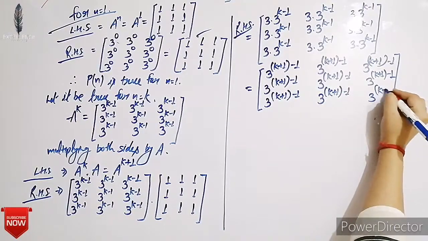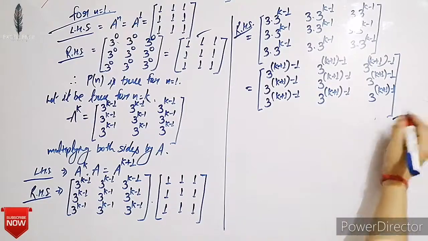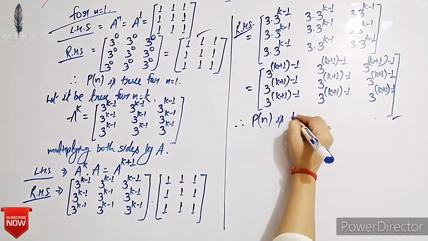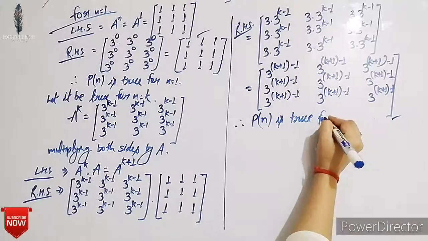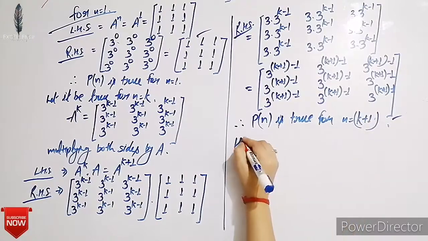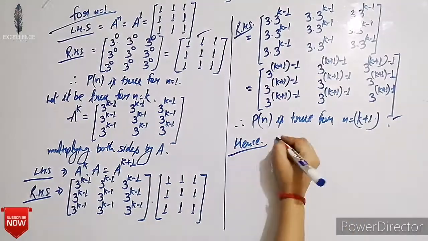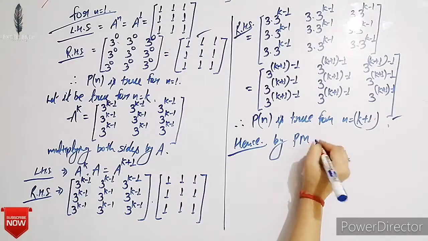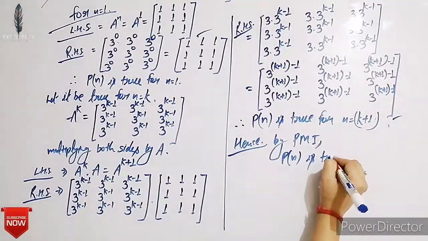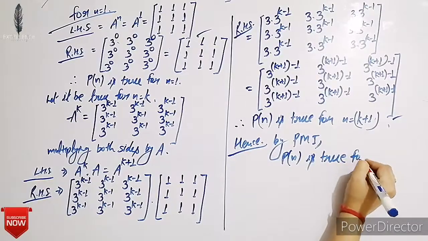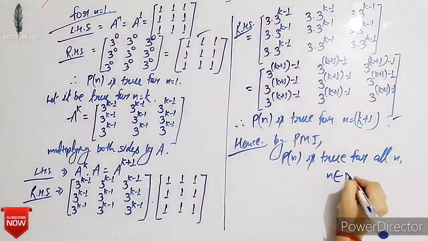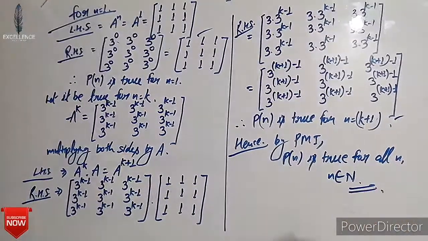Last is 3 raised to k plus 1 minus 1. So here P of n is true for n equals k plus 1. Hence, by principle of mathematical induction, P of n is true for all n belongs to natural numbers. Okay, clear? Let's see the next question.